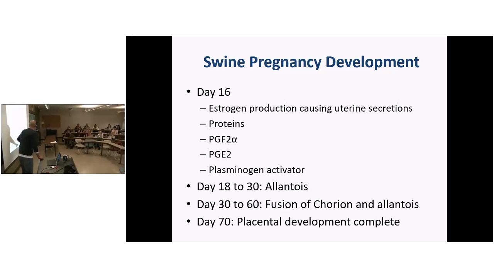Allantois, fusion of chorion, allantois, or placenta. This is basically saying that by day 18 to day 30, or basically by day 30 or 40, the placenta really starts forming, okay? What is chorion? What is allantois? These are the extraembryonic membranes. For you guys, if you tell me extraembryonic membranes, that's enough, okay?